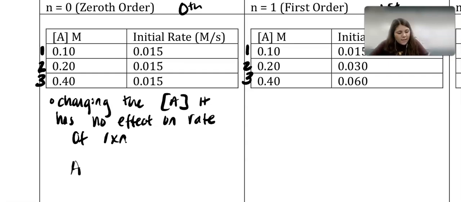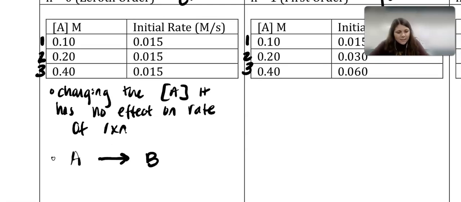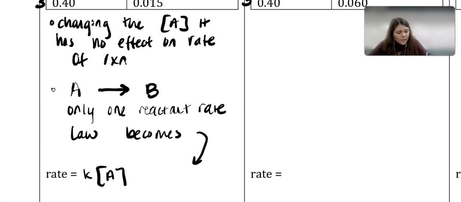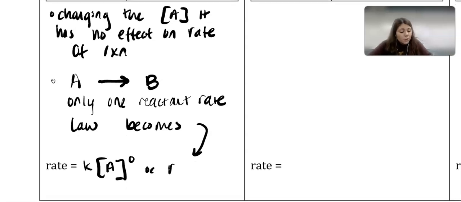So if we only had A making whatever our products are, I'll just say A making, let's say B. Here, having only one reactant, our rate law becomes rate equals K, A to the power of 0. Now, if we have something that's that concentration is raised to the power of 0 and it has no effect on the rate, you could also just get rid of it. So rate would just equal K.